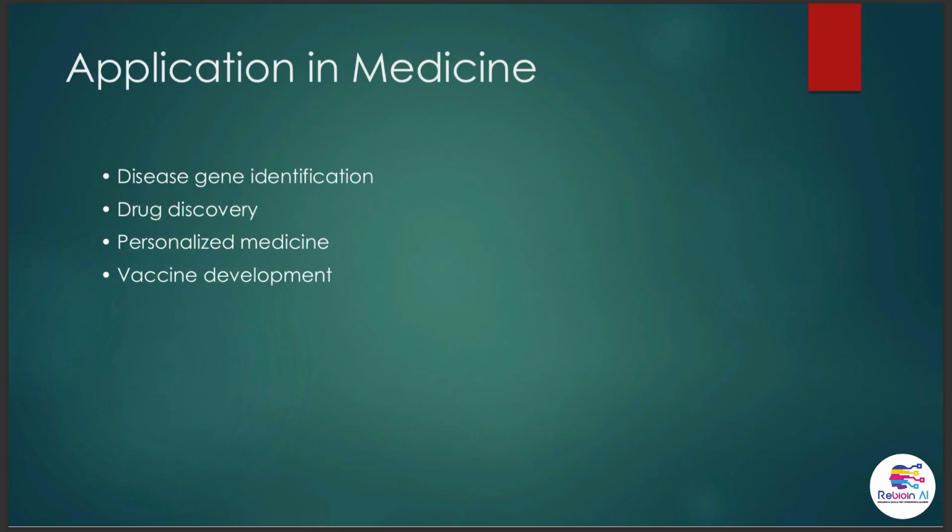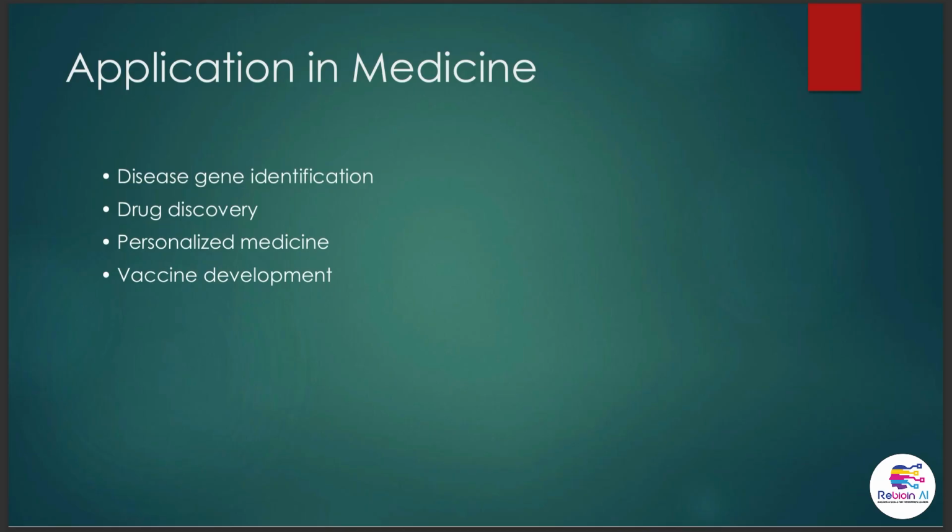Now let's look at the applications of bioinformatics in different fields, mainly medicine, agriculture, and research. Firstly, we will look at applications in medicine. Over the past few decades, bioinformatics has not just supported healthcare, it has transformed it completely, from understanding disease at the genetic level to designing drugs and vaccines. Bioinformatics plays a crucial role in modern medicine. The major applications are here.